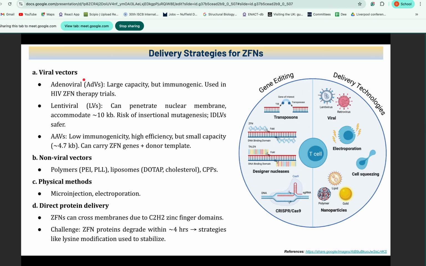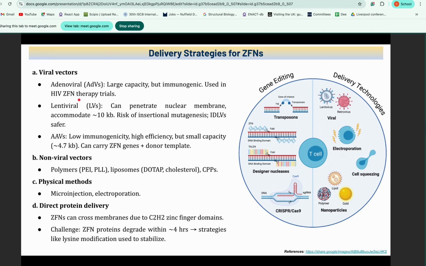The first one is viral vectors. Another is non-viral vectors. C is physical methods, and D is direct protein delivery. Viral vector means we can use adenoviral vectors. These are viruses which have larger capacity, but they are immunogenic. That means as soon as we put them into individuals, they will generate an immunogenic response in which our body will synthesize antibodies against them.